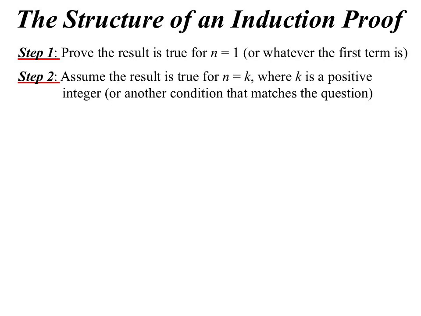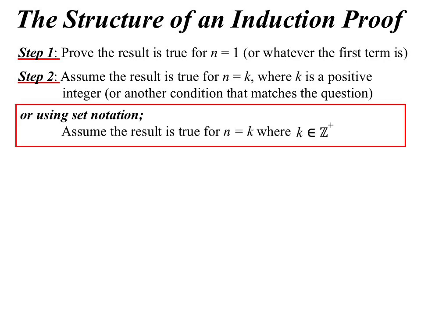Then the next thing I do is I make that assumption. I'm going to assume what it is that I'm trying to prove is actually correct. Basically, you just match whatever the condition is in the question. K is a positive integer will usually be the case again in extension 1. If I want to write that same thing in set notation to save myself a little bit of time, and it is a very minor bit of time, I would say something like this: assume it's true for n equals k, where k is an element of, or belongs to, the set of positive integers. Now I will go and prove it's true for the next case.